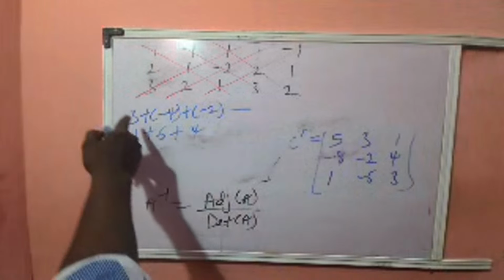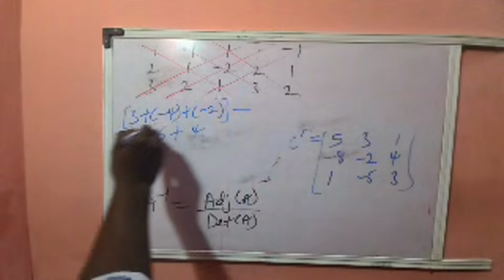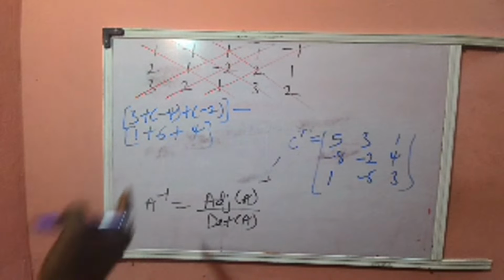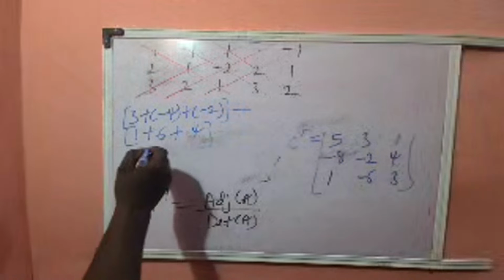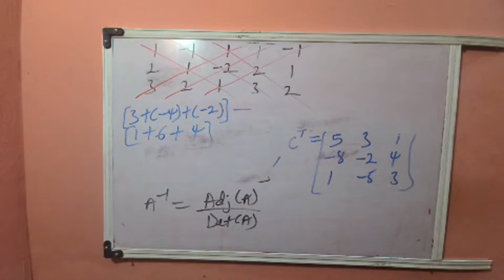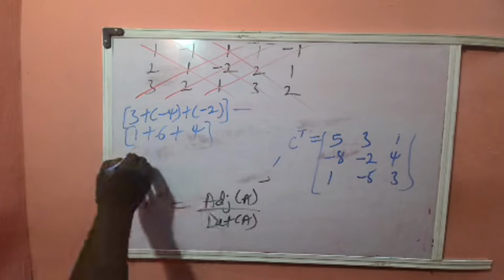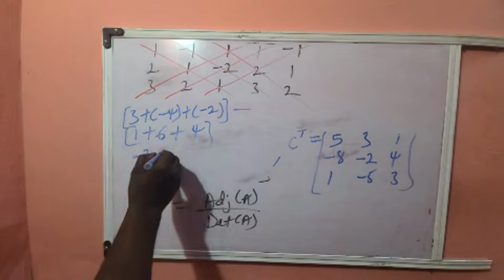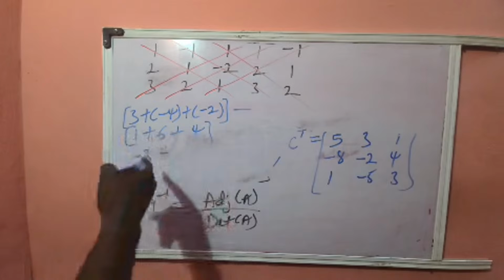So if I go on to subtract, of course, this is this minus this. So 3 minus 4, that's minus 1 minus 2. Minus 1 minus 2 is what? Minus 3. Minus 3, and this is what? Minus 3 minus, what do we have here?